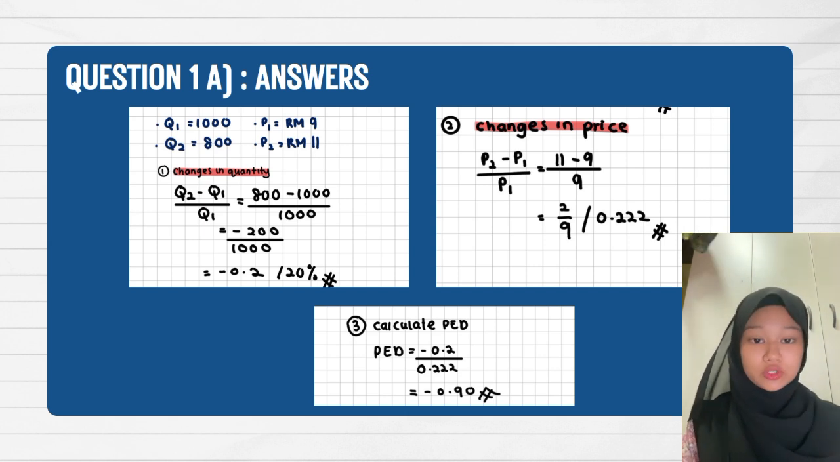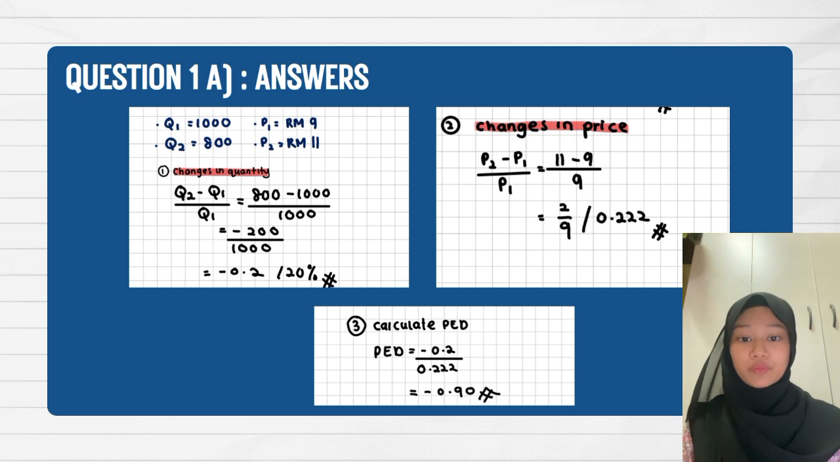So the first step to calculate the PED is to calculate the change in quantity. So Q2 minus Q1 over Q1. If you substitute the values into the formula, you get 800 minus 1,000, and then you divide it by 1,000. You get negative 200 over 1,000, and the final answer is negative 0.2, or if you convert it into percentage, you get 20%.